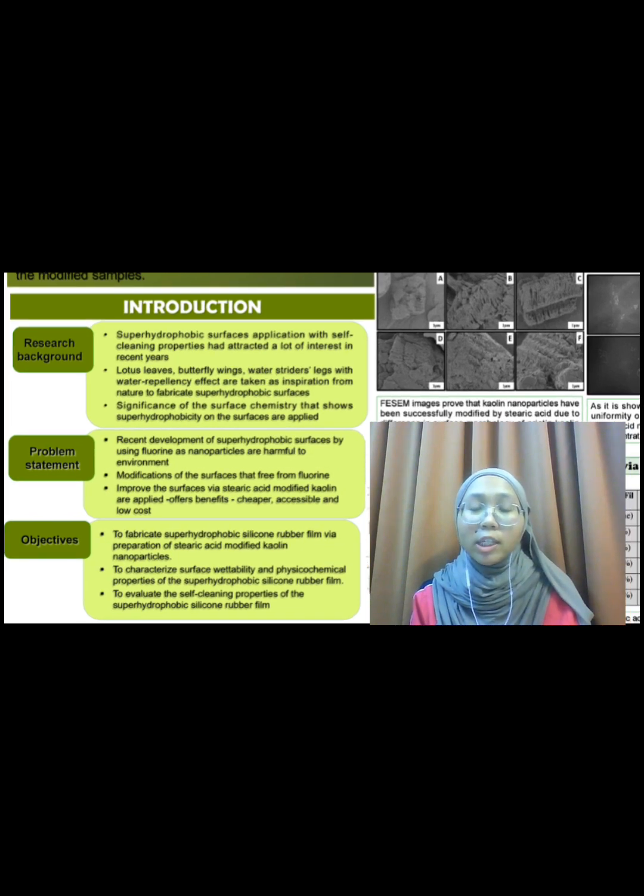Next, for the introduction of my project, I'm going to divide it into three parts, which are research background, problem statement, and objective. For my research background, in recent years, superhydrophobic surface applications with self-cleaning properties have attracted a lot of interest. Taking lotus leaf, butterfly wings, water strider legs, and so on as inspiration from nature to fabricate superhydrophobic surfaces, because water is seen to repel on many natural surfaces.